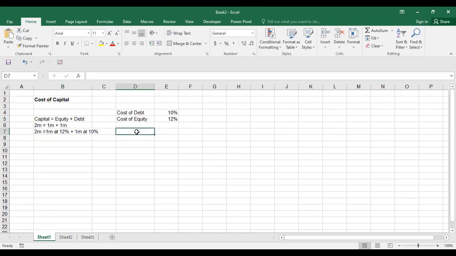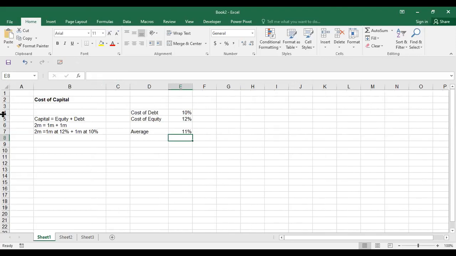So what do you think? What would be your average? Because it is 1 million at 10% and 1 million at 12%, I can fairly say that it is 11% on average, because I give 10% on 1 million to one party, 12% on 1 million to another party. So on average, I am paying out 11% to the providers of finance. So my cost of capital here on average is, say, 11%.